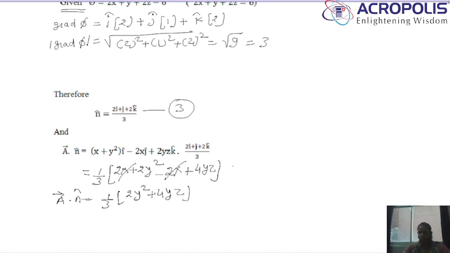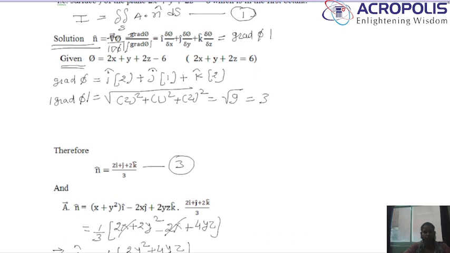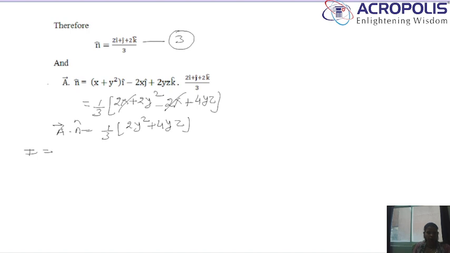Now we apply the formula. In our formula, what is I? See our equation 1, I is the double integral of A dot n cap ds. So here I will be the double integral of A dot n cap ds over S. Now here Rxy is the projection of S in the xy plane.